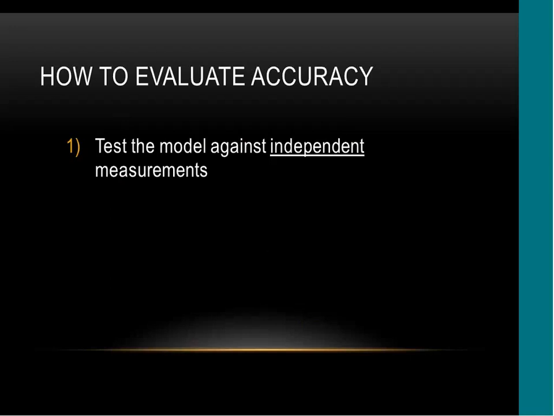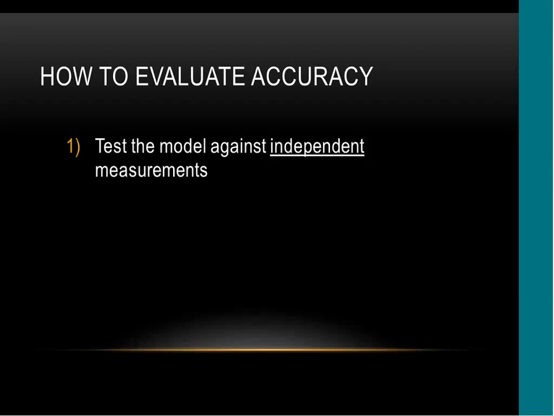So the most important thing when we're testing model accuracy is to test against independent data. So when you're creating a model or when you're adapting a model, you often take some data and you use it to improve or to calibrate the model. And there's no point in then testing the model against that same data because it's not an independent test.